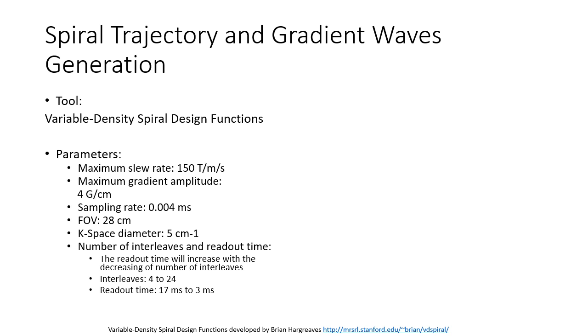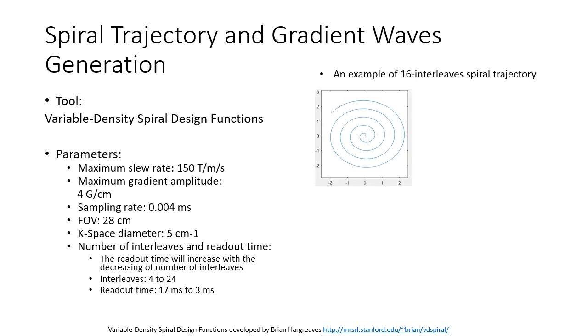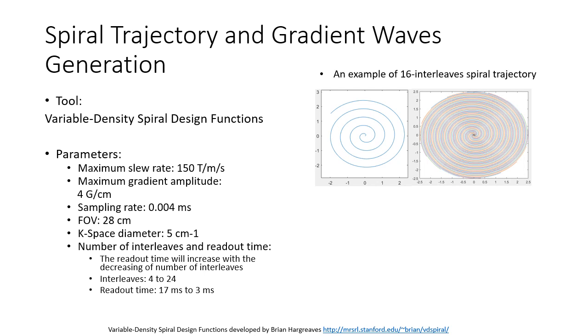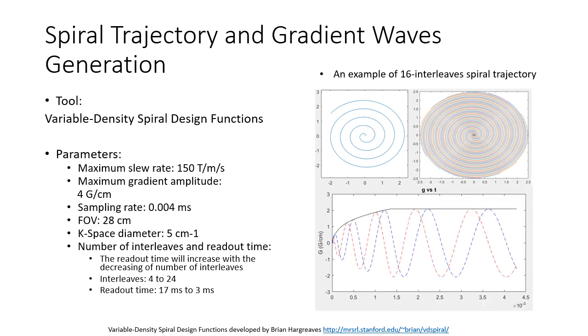And in the experiments, I used the number of interleaves from 4 to 24. The corresponding readout time decreases from 17 milliseconds to 3 milliseconds. On the right is an example of a 16-interleave spiral trajectory. This is a single interleave. This is the whole sampling of k-space, and this is the gradient x and the gradient y.